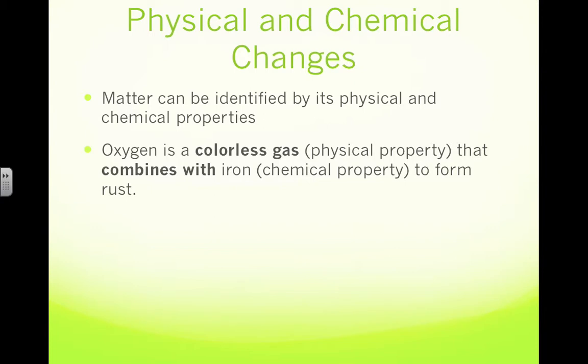Now I've bolded the terms colorless gas and combines with, just to help clarify the difference between a physical property and a chemical property. Colorless gas is bolded because it identifies that oxygen is in fact colorless and it is a gas. Its state is gas and we can't see a visible color. The words combines with refer to the iron, and that's a chemical property, and we'll discuss that in the next section. The iron is combining with oxygen to form the rust. So how does it interact with oxygen?